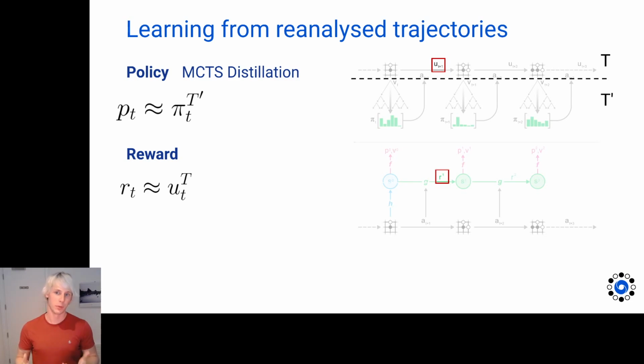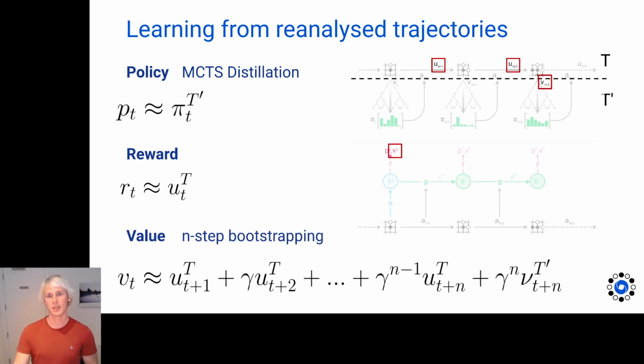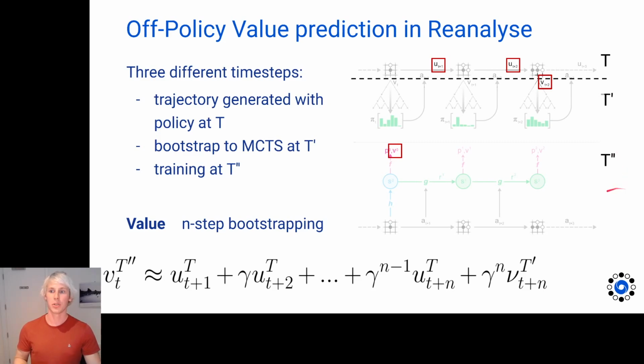For the reward prediction, we have the opposite case. The reward only depends on the original trajectory. It does not depend on the reanalyzed searches at all, because we cannot change the environment interaction. Only for the value estimate are things a bit more complicated. Because we bootstrap for n steps, we have a mixture of the originally observed reward along the trajectory towards the value estimate in our newly reanalyzed data. So we actually have two different time steps here. And if you consider that now when we're training, we are the third time step, you can see that there are some certain off-policy issues here.